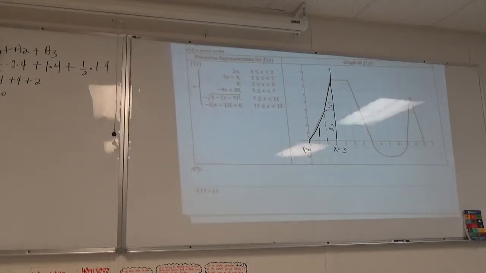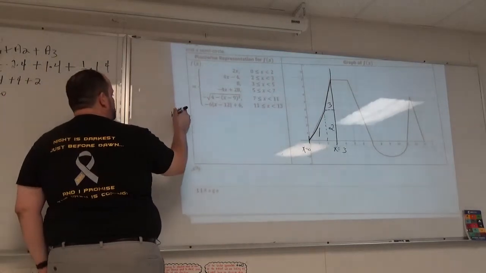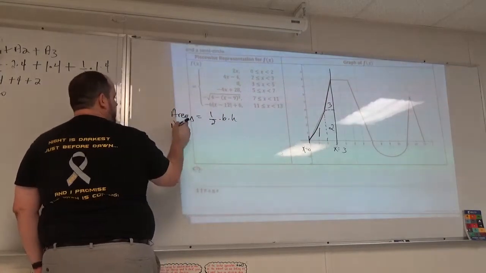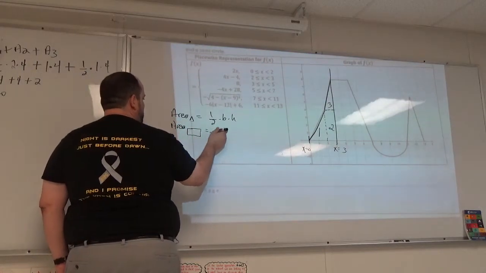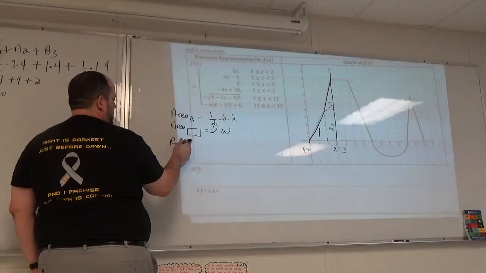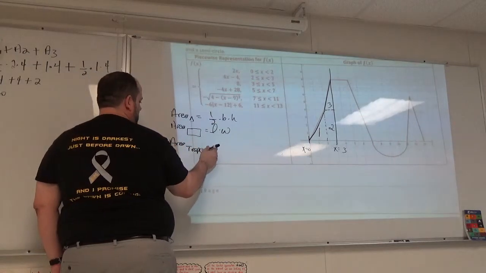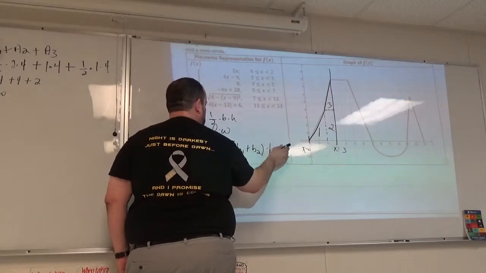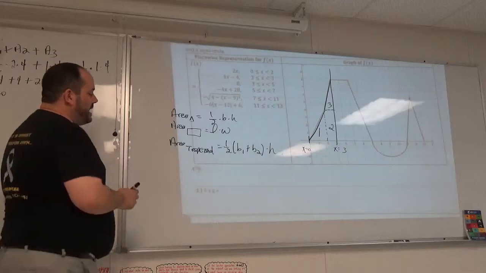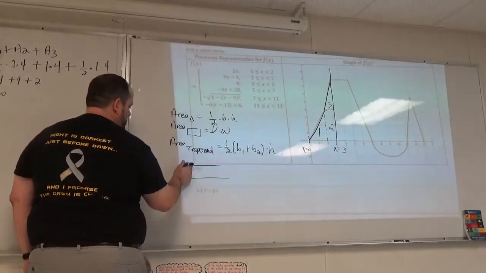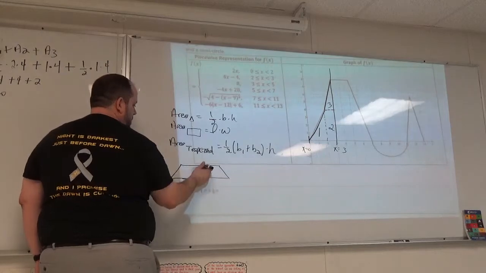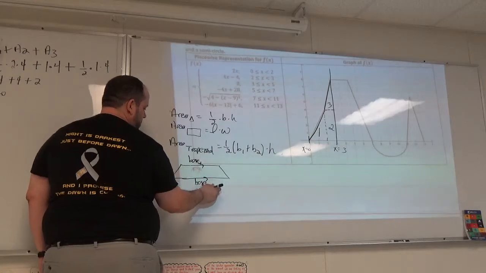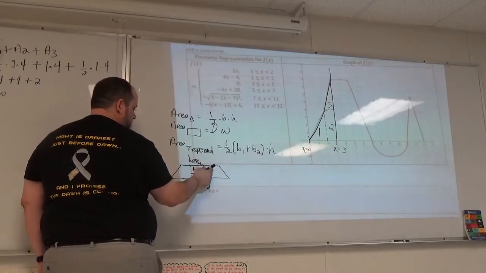Okay, so areas, formulas that you need to know. We know area of a triangle is 1/2 base times height. And area of a rectangle, length times width. Area of a trapezoid is 1/2 the sum of the bases times the height. A trapezoid looks like this. The important thing is that these are your bases. The bases are parallel to each other. And the height is the perpendicular.